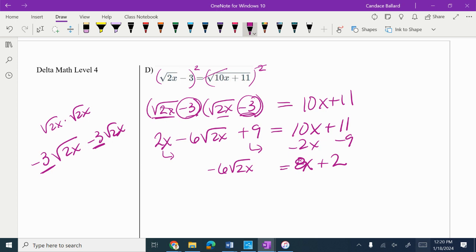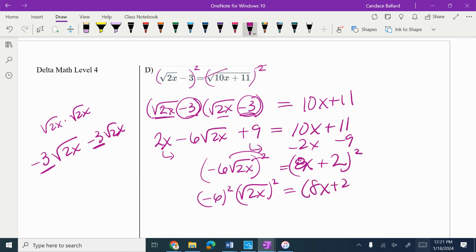Next, normally I would want to move this over, but I don't think that's going to help me because it's going to create fractions over here. So I'm just going to go ahead and square it on this side. So I'm going to square both sides to get rid of this radical. So that means I'm distributing this in, which would give me negative 6 squared and the square root of 2x squared. Over here, remember, squared means I got to write it twice. So 8x plus 2 times 8x plus 2.